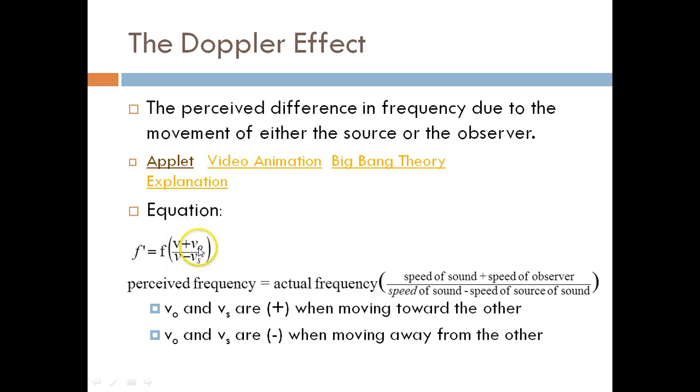Then here you have VO and VS. So VO is the movement of the observer, S is the movement of the source. So you have to take those into account as well. Oftentimes one of those will be 0, which makes the problem a little simpler. When they're both something else, it makes it a little more complicated.